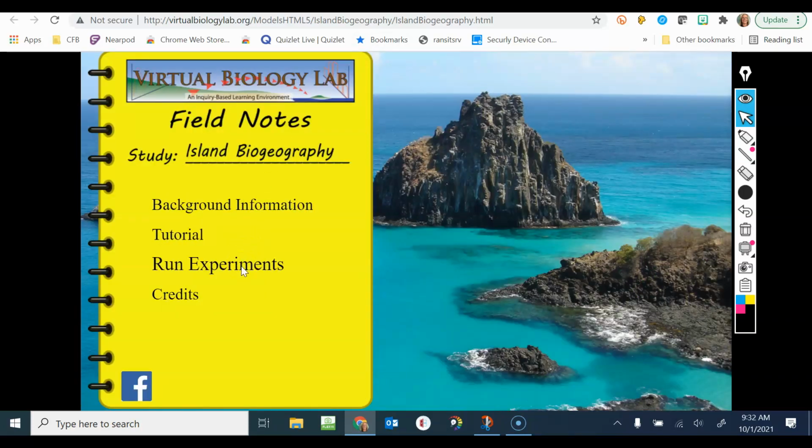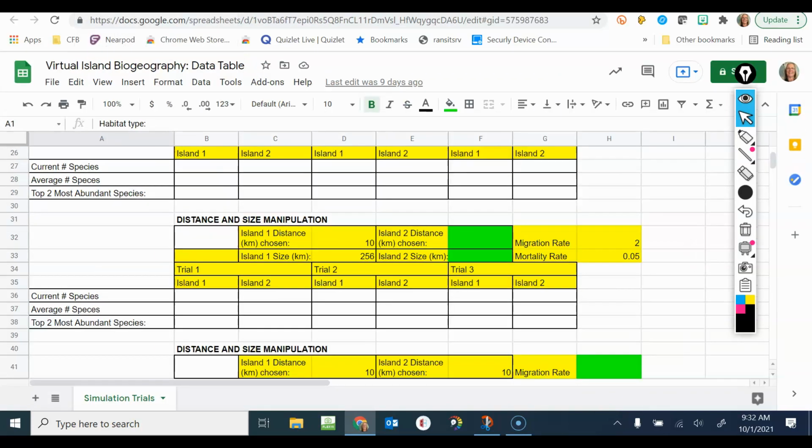And now here you're going to be able to run your experiments. To be able to run your experiment, you're also going to want to open up the Virgin Island Biogeography data table. And you'll notice that you are going to set it up as 3 different trials, Island 1 and Island 2, for 3 different trials. And it's telling you in trial 1, here are your parameters right here. Island 1, Island 2, so kilometers is 10, and Island 2, you get to change that yourself. That's why it's in green.